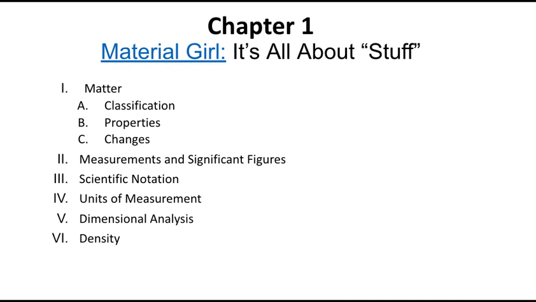So we're going to be talking about matter. We're going to be talking about different classifications of matter. We're going to be talking about physical properties and chemical properties. We're also going to be looking at how we can understand how they change, and how physical changes can happen and chemical changes can happen, and how we can figure out which one is which.